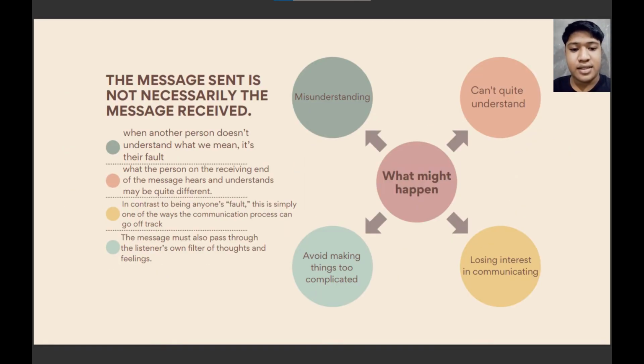First, the message sent is not necessarily the message received. The worst frustration in communicating is the feeling that your message did not achieve its intended outcome. When this happens, it might be because of a misunderstanding. Maybe they don't have any interest at all. Sometimes they don't understand, or maybe the sender's message is not even clear to begin with.